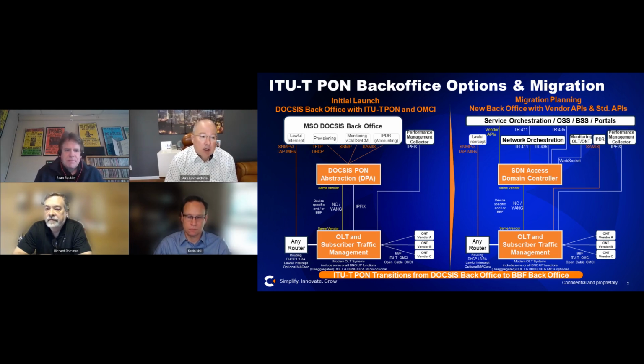interface with the DOCSIS back office functions and then provide a translation or abstraction layer to the OLT that would have subscriber traffic management. Think BNG type functions if you're in the telco-oriented operator. But OLT plus subscriber traffic management essentially mimics the exact functions of a CMTS.